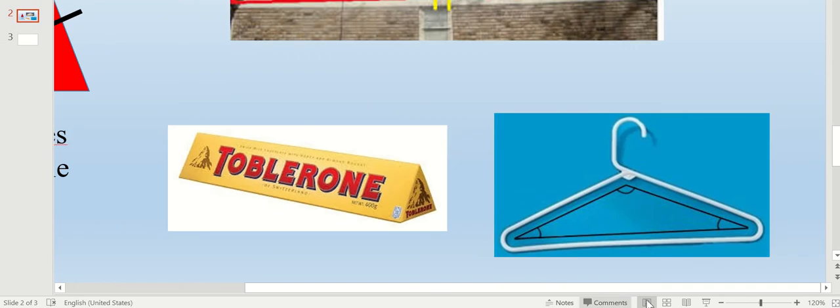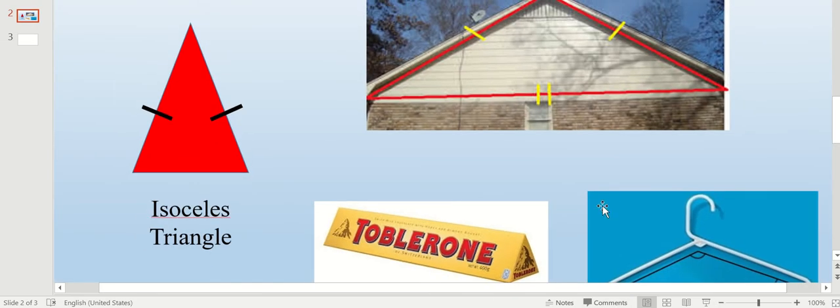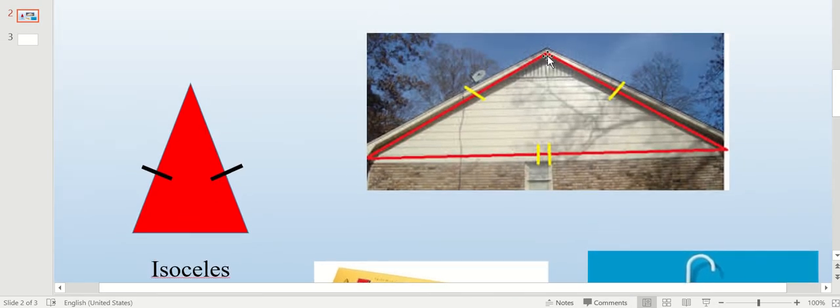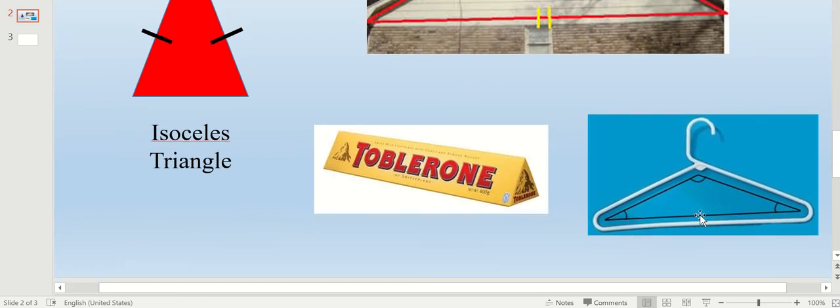Next, we look at isosceles triangle. You have the roof of a house. Of course, these two slanted sides must be the same, and probably different from the base of this triangle. You have cloth hangers. The left side must be equal to the right side. If not, when you hang a shirt there, it will not be straight.